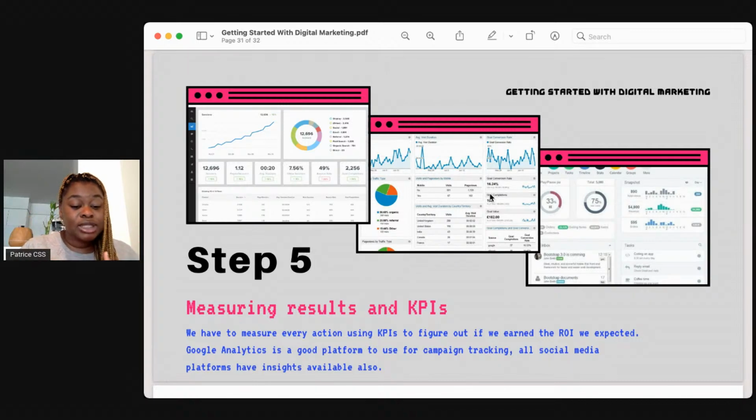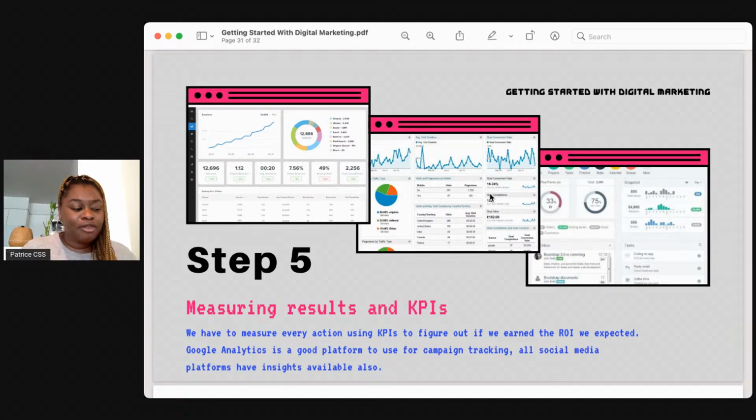And Google Analytics is a very good platform to use for campaign tracking, because you can see where all your user acquisition is coming from. You can see the behavior flow on the back end of your site to see if they're clicking the pages that you want them to click, to see if they're adding to cart like you want them to. These are the things you need to be keeping an eye on.